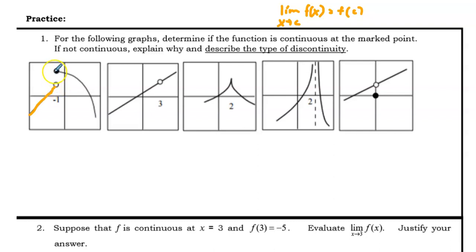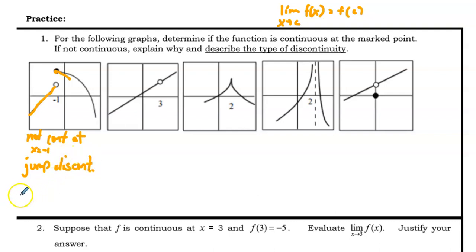Well, here I have to pick up my pencil and then start going down here. So I know it's not continuous at x equals -1, right? So I can now say that this function has a jump discontinuity. And I know that based on the fact it's a piecewise function. It's just a jump discontinuity.